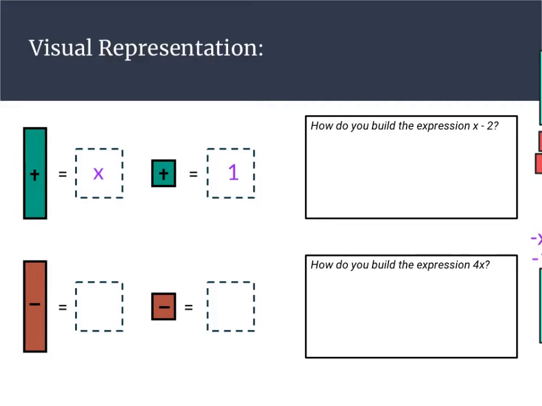Anytime I see a long bar with either a minus sign in it or that it's red, I know that's going to be negative x. And anytime that I see a small little square with a negative sign in it, I know that's going to be negative 1.